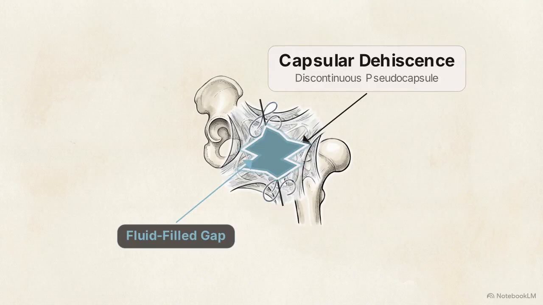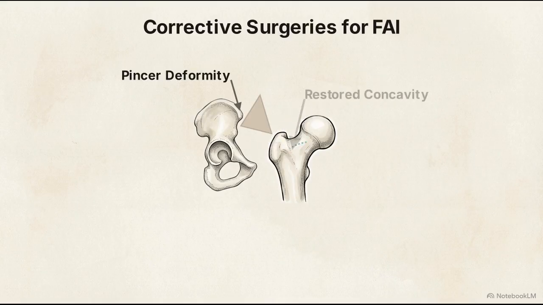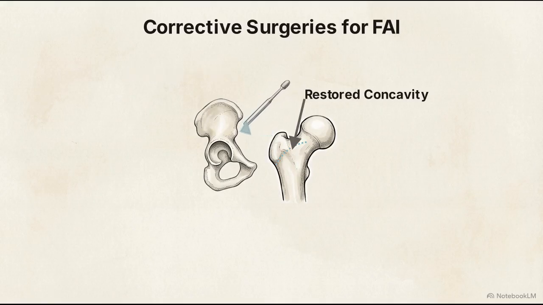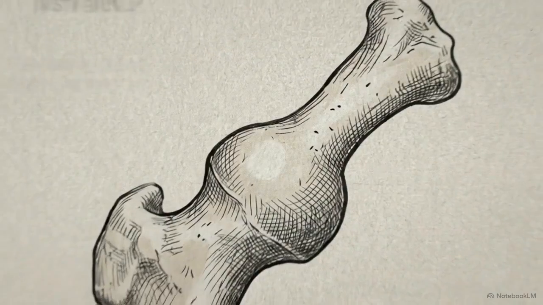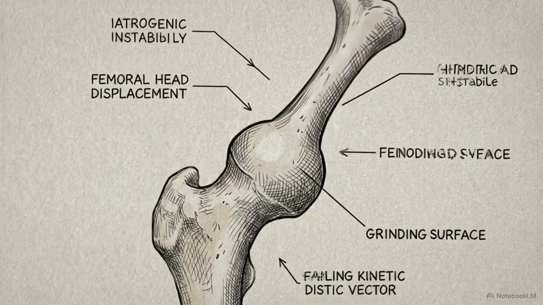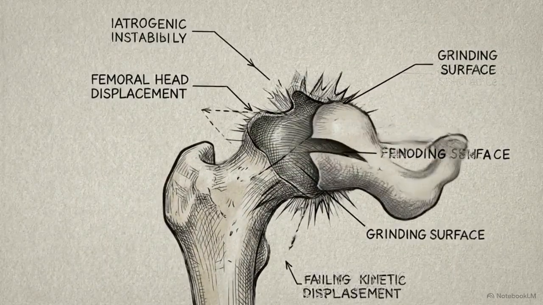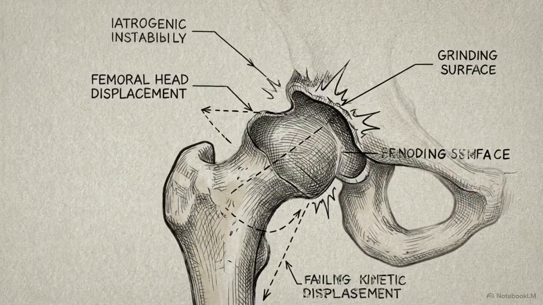Osseous corrective surgeries are also highly visible. After an osteochondroplasty to remove a cam deformity, the femoral head-neck junction will exhibit a distinct, smooth, bony concavity. Conversely, resection of a pincer lesion involves trimming the acetabulum itself, leaving a visible truncation of the acetabular rim where the bone was removed. These procedures carry mechanical risks. Iatrogenic instability, instability caused by the surgery itself, can result from excessive bone removal or from leaving large capsulotomies unrepaired.